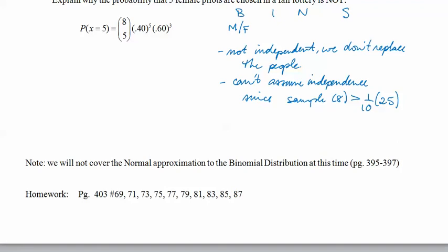And note, we will not cover the normal approximation to the binomial distribution at this time, so that's pages 395 to 397. This homework we will deal with in class, so you do not need to look at those questions before our next lesson.